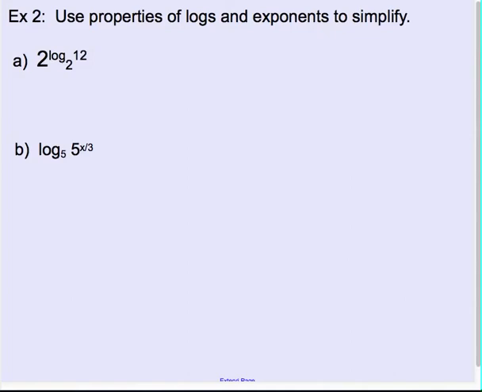All right, now we're going to take a look at using the fact that exponents and logs are inverses of one another to simplify some expressions. So my first expression, my exponential is base 2, and my log is base 2. So 2 to the power of log base 2 will cancel each other out, leaving us with 12. Similarly on B, log base 5 of an exponential with base 5 will cancel each other out, leaving us with x divided by 3.